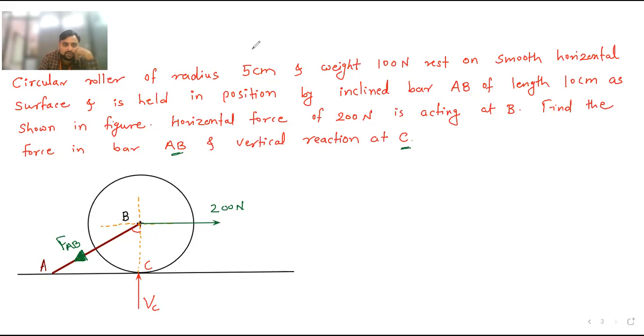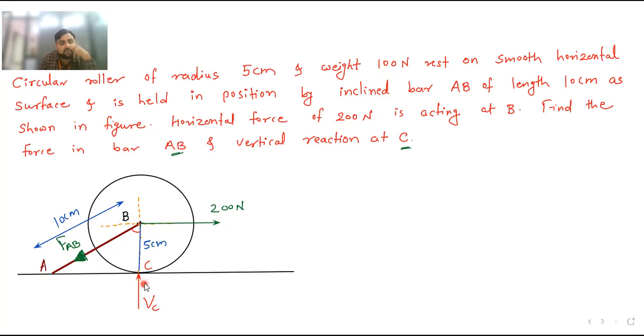If I draw here, this length you can see from this point to this point is 5 centimeter. Then if you measure this bar AB, the length of bar AB is how much? It is 10 centimeter. Now you see this line is the vertical line.